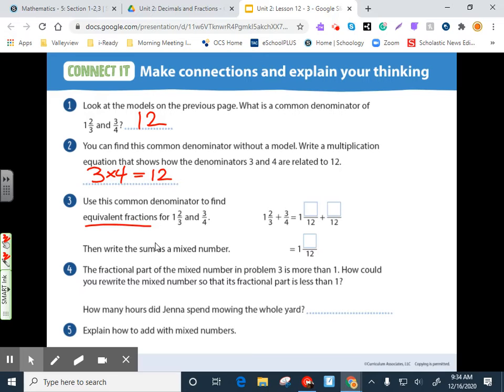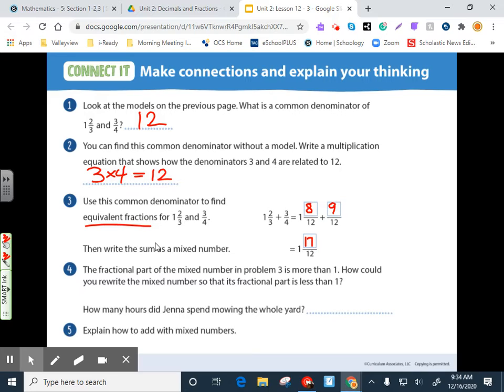But over here on the right, we want to change 2/3 to an equivalent fraction with 12 in the bottom. So 3 times 4 would give me the 12, and 4 times 2 is 8. 4 times 3 is 12, so 3 times 3 is 9. And that gives us 1 and 17/12.